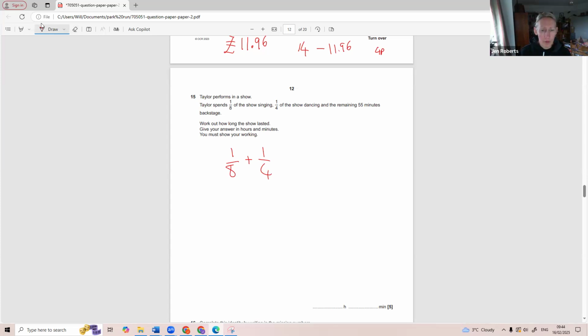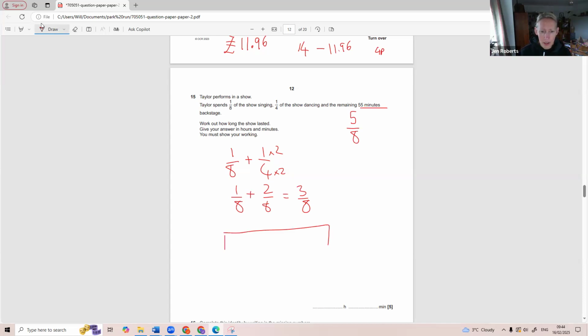Lowest common multiple of 4 and 8 is 8. So I'm just going to times that by 2 and times this by 2, which gives you 2/8 plus 1/8. Which gives you 3/8. So 3/8 of the show was spent singing and dancing. So what's remaining? 5/8. So 5/8 of the show is the remaining 55 minutes.